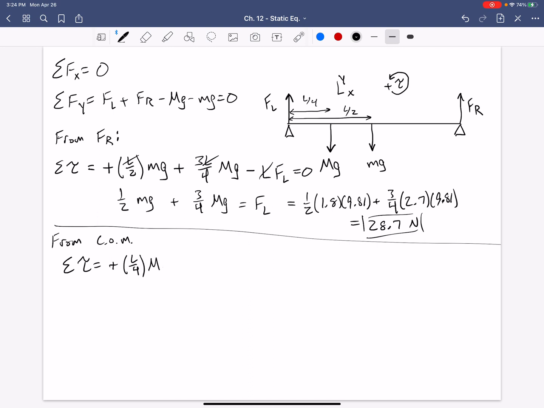And the force is capital Mg. Let's see. The other positive torque would come from FR, right? That force would cause it to rotate in that direction, counterclockwise, or up about that point. And so this R vector right there is L over 2.